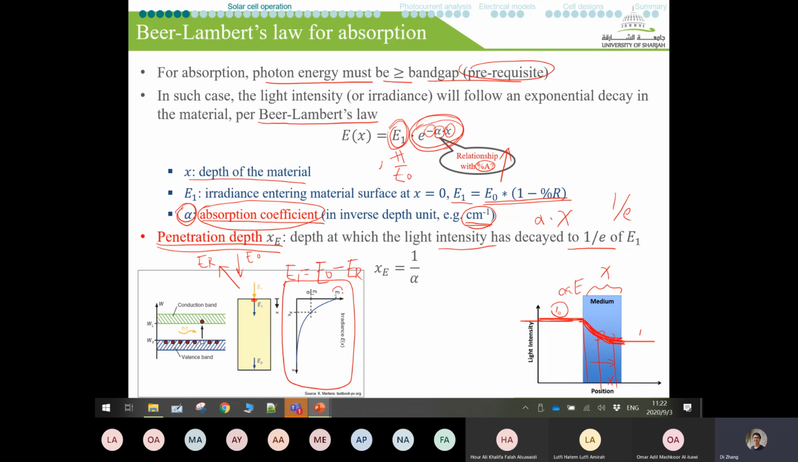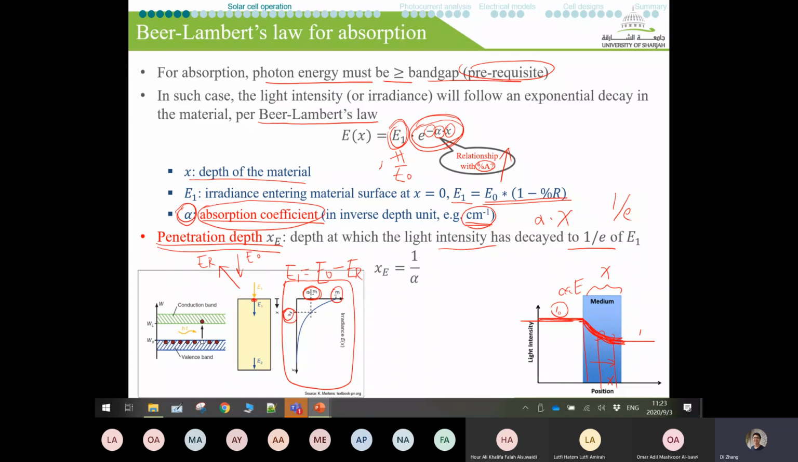The original irradiance is here, E1, and we would like to find the thickness that corresponds to a ratio of 1 over E. You can try to calculate how much is 1 over E. It's roughly around 30%. This means that at this thickness, most of the incoming irradiance has been absorbed. So this is like a signature thickness for this material.